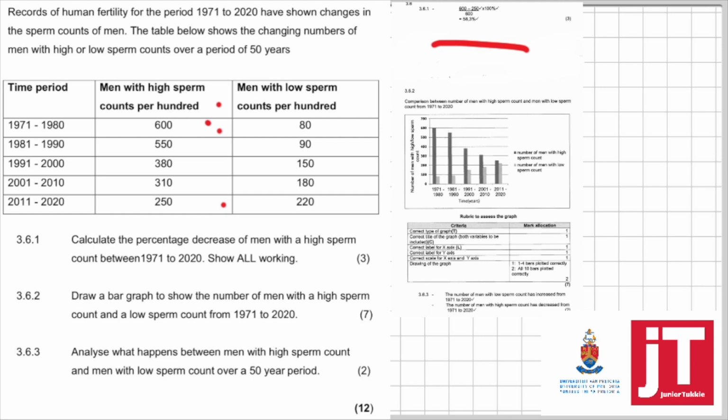Then 3.6.3. Analyze what happens between men with high sperm count and men with low sperm count over a 50-year period. So, what does it mean? You can see that the number of men with low sperm count increased from 1971 to 2020, and the number of men with high sperm count has decreased from 1971 to 2020. So the number of men with low sperm count increased. The number of men with high sperm count decreased. And where can you see that? Of course, that's just in the table. Right.